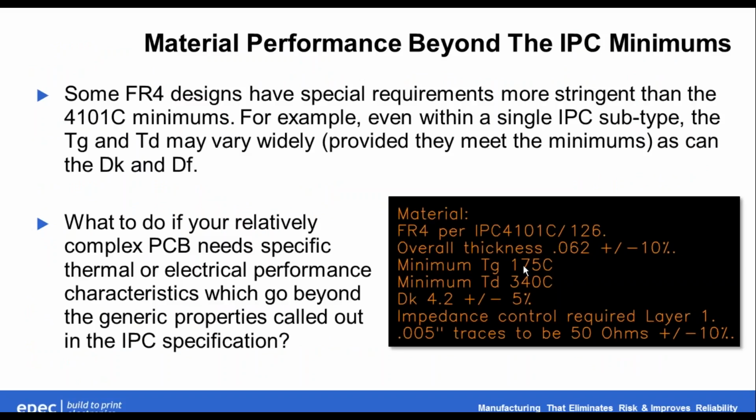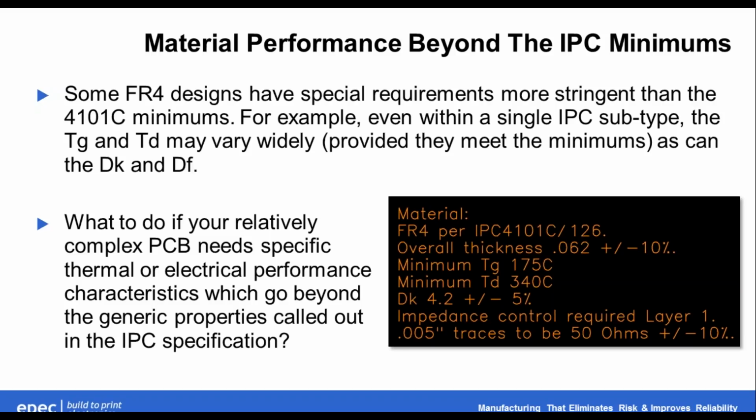So what if you need material performance that goes beyond the IPC minimums? Some FR4 designs have special requirements that are more stringent than the 4101C minimums, which are pretty wide. For example, even with a single IPC subtype, such as /126, the Tg and the Td may vary widely, provided they meet those minimums, and the dielectric constant and dissipation factor can vary quite a bit too. So what do you do if your relatively complex PCB needs specific thermal or electrical performance characteristics that go beyond the generic properties called out in the spec?